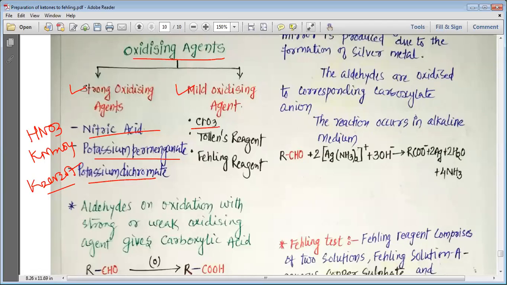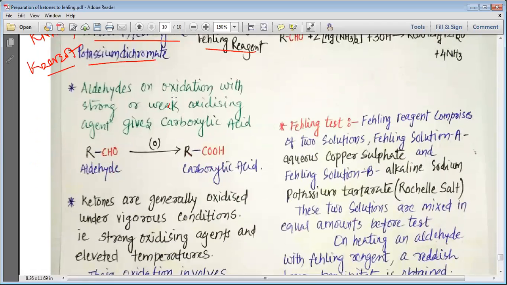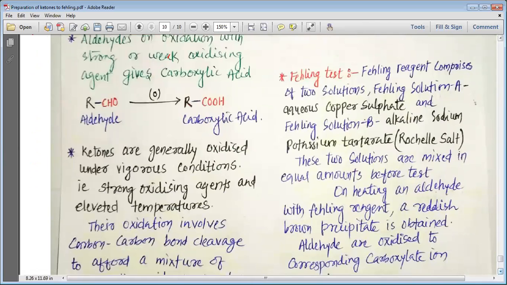But CrO3, that is chromic oxide, Tollens reagent, Fehling reagent, they are considered as the mild oxidizing agents. Let us see how the oxidation of aldehydes and ketones takes place. Let us study it in detail.